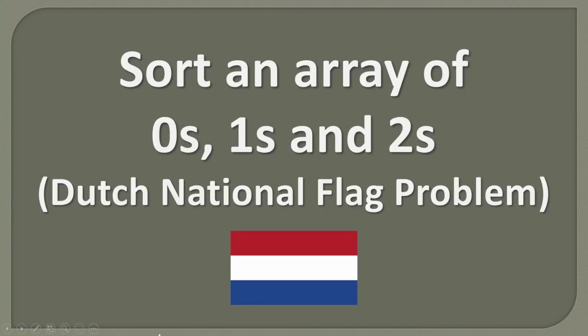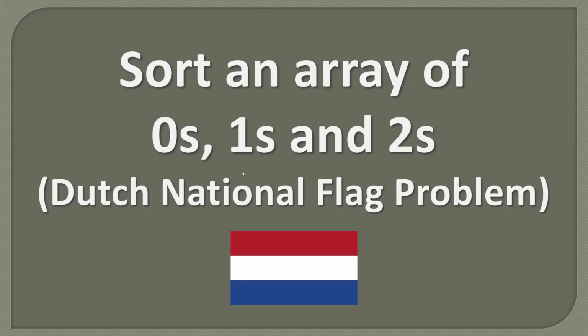Hello everyone. So in this video we are going to discuss how we can sort an array having zeros, ones and twos. We need to sort an array in such a way that zeros are at the start, ones in the middle and twos at the end.